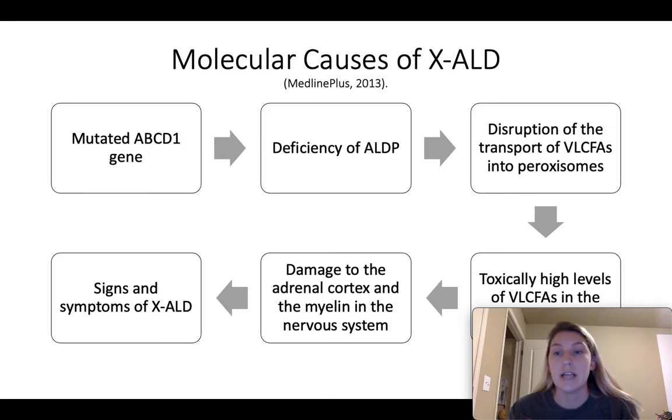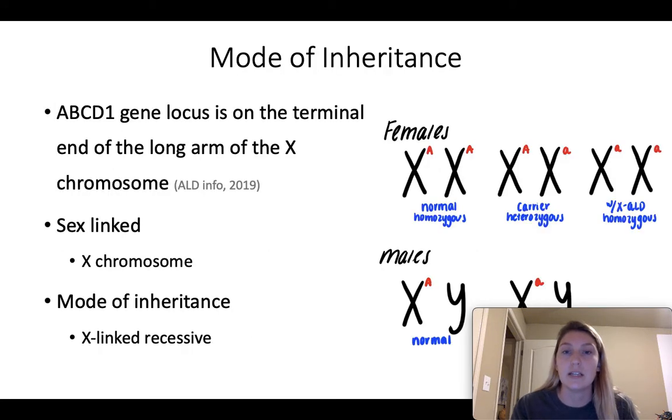So here's a diagram or flow chart. We'll have the mutated ABCD1 gene, resulting in a deficiency of the ALDP protein. This is going to disrupt the transport of the very long-chain fatty acids into the peroxisome, therefore they're not being destroyed. So we're going to have toxically high levels of the very long-chain fatty acids in the body. When we have those toxic high levels, it's going to cause damage to the adrenal cortex and the myelin in the nervous system, resulting in the signs and symptoms of XALD.